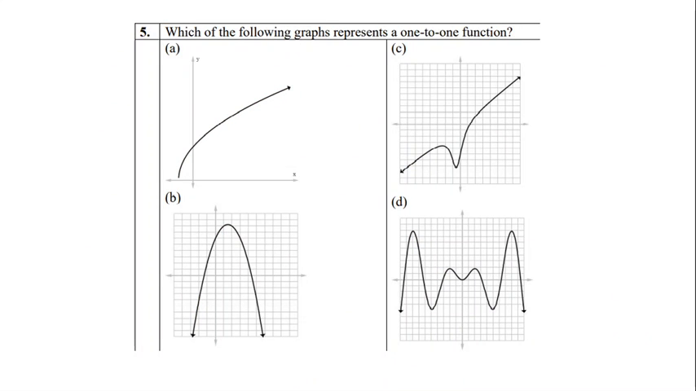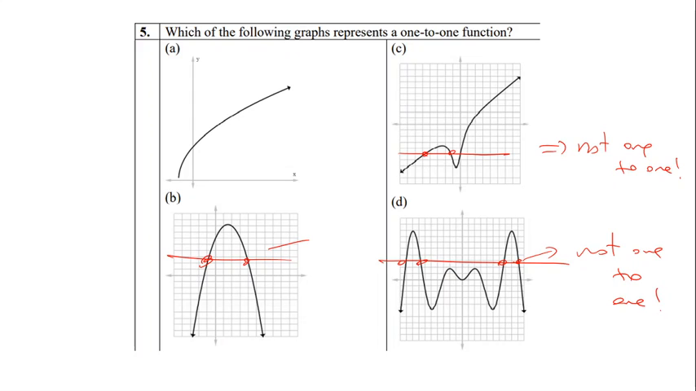Now, which of the following graphs represents a one-to-one function? You remember the horizontal line test: if you can find a horizontal line passing through more than one point, then this is not one-to-one. Now take this one, you see 2 points at least, I mean, we have 4 here. This is not one-to-one. And here we have 2 points, not one-to-one.